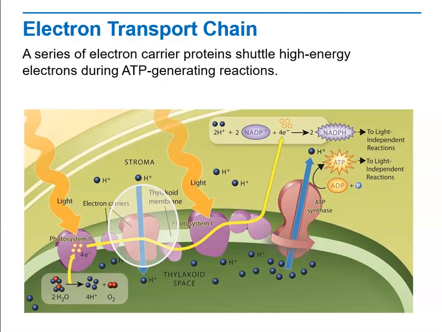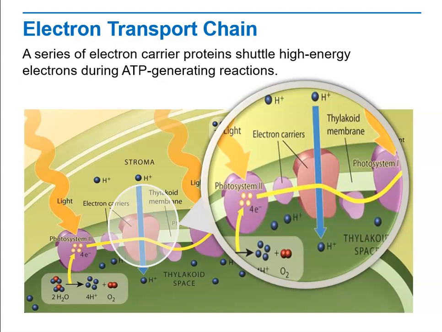That happens by attaching the electrons to these electron carriers, and then the carriers can be moved around with the high energy electrons attached. Let's look in detail at the electron transport chain. What happens to the electrons as they move down the electron transport chain?